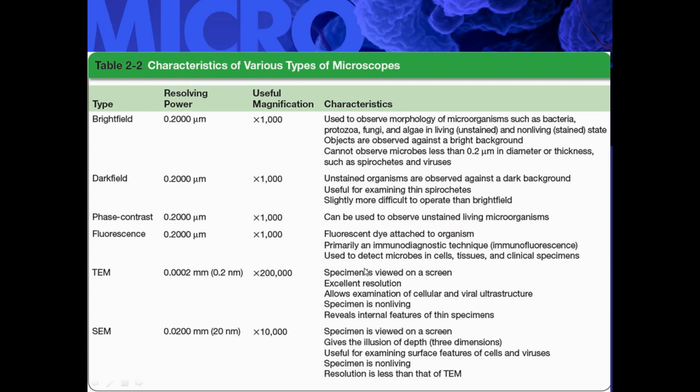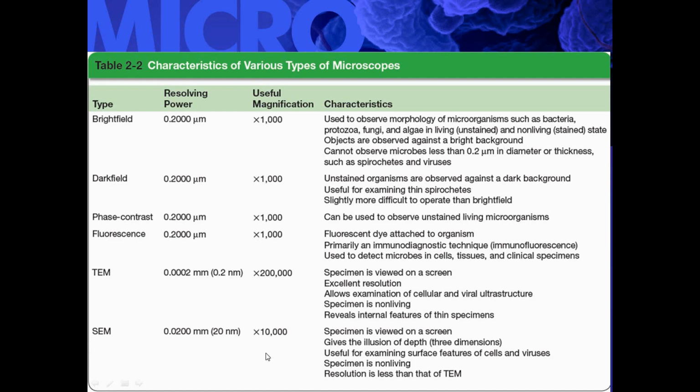The transmission electron microscope has a resolving power of 0.2 nanometer and a useful magnification of 200,000 times. The specimen is viewed on a screen, just like the scanning electron microscope. The transmission electron microscope has the highest resolution of all the microscopes. It allows examination of cellular and viral ultrastructure, the internal structures, and the specimen is non-living, just like with the scanning electron microscope, and it reveals internal features of thin specimens.